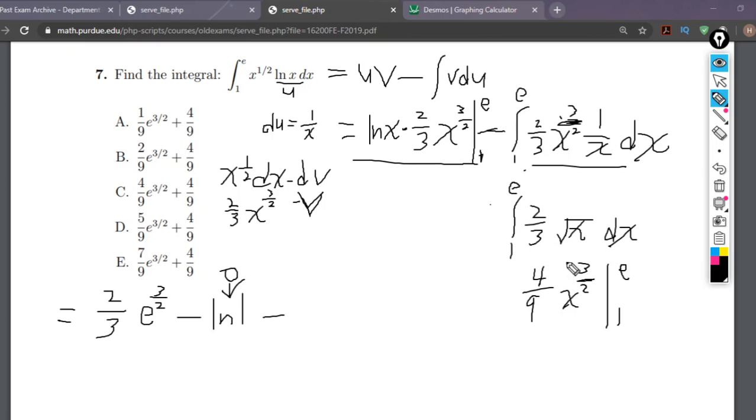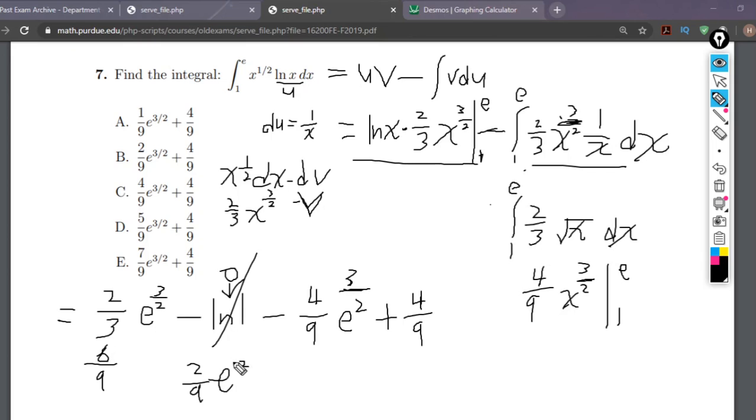And minus this part, so minus 4 over 9 of, plug it in, e to the 3 over 2, and minus, which would be plus, 4 over 9 times 1, since 1 to any power is 1. So now cross out the 0. We see this is 6 over 9 of e to the 3 over 2 power, minus 4 over 9, which would be 2 over 9 of e to the 3 over 2 power plus 4 over 9, which will be b here.